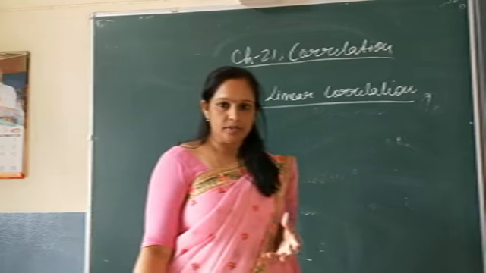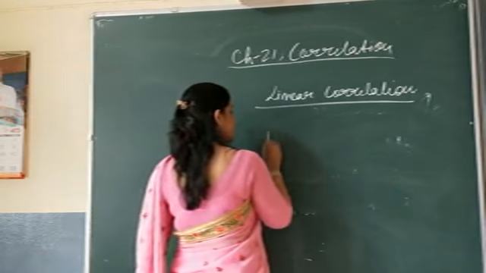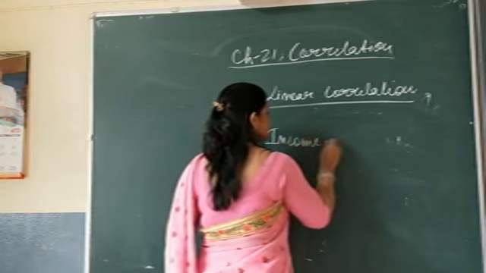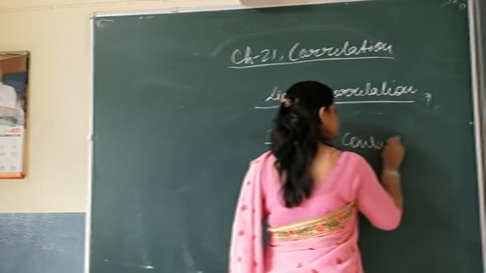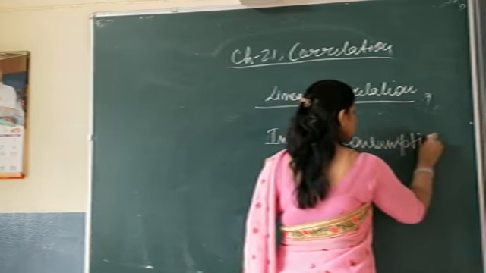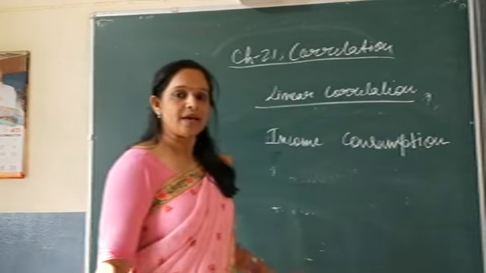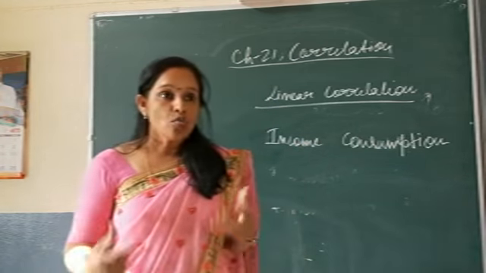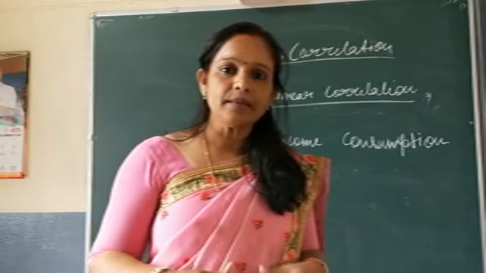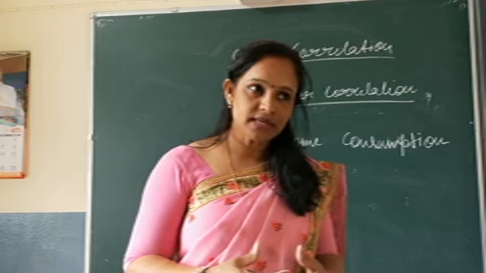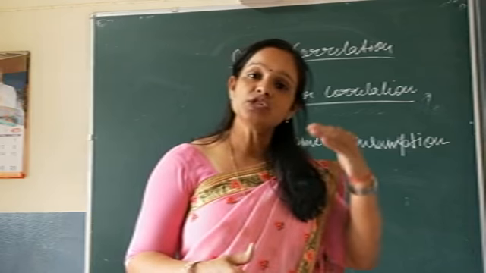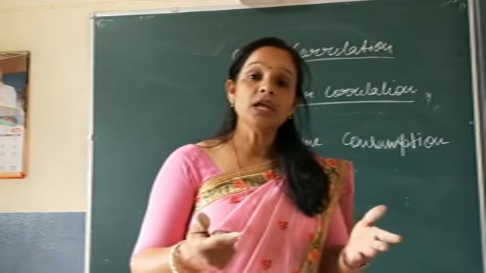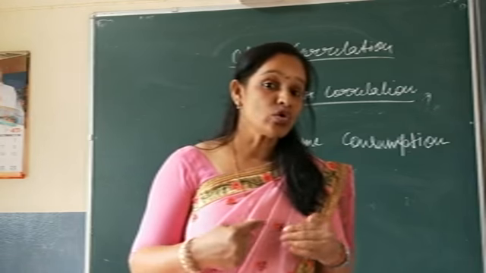Let us take two variables, income and consumption. First one is income, second one is consumption. How much a consumer is consuming depends on the income of the consumer. When income of the consumer increases, consumption also increases, and when income decreases, consumption also decreases. That we have studied.